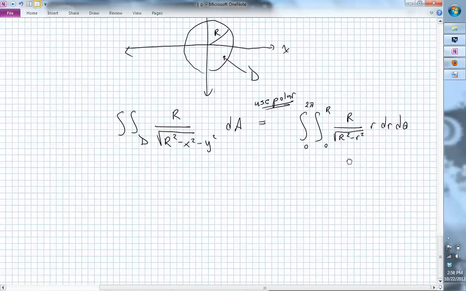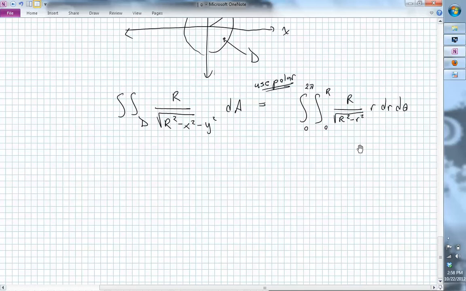If you do this integral, just for the sake of time, I'm going to leave that to your capable hands. If you do this integral, what you'll end up with is 2 pi. In fact, let me throw in an intermediate step. This thing here is independent of theta, right? So I can do the theta integration, and what's that going to give me? Just a 2 pi, right?